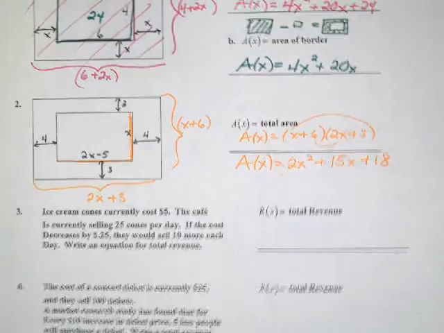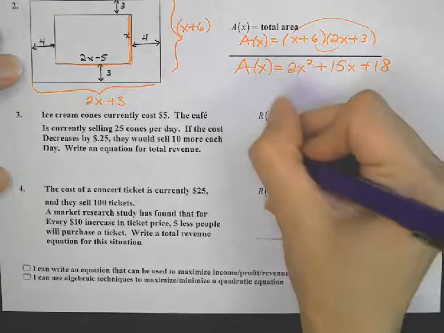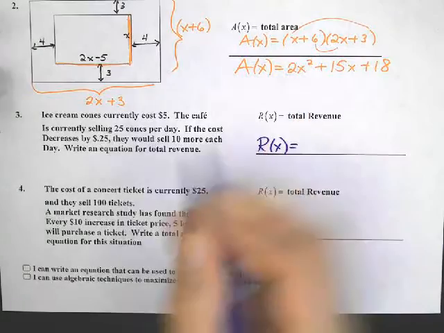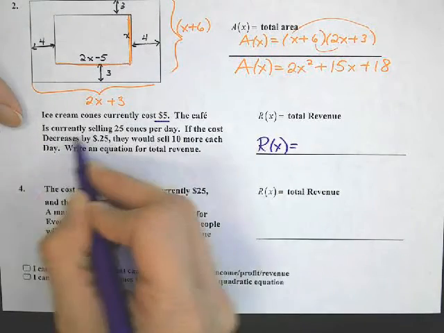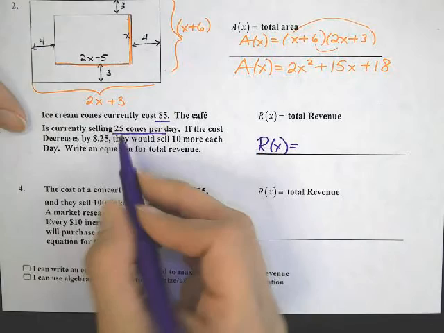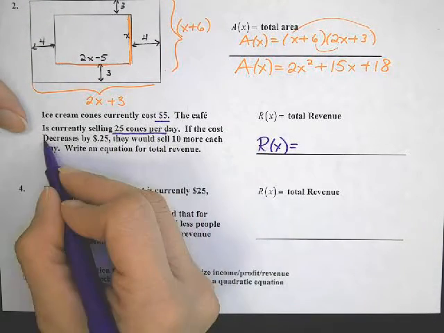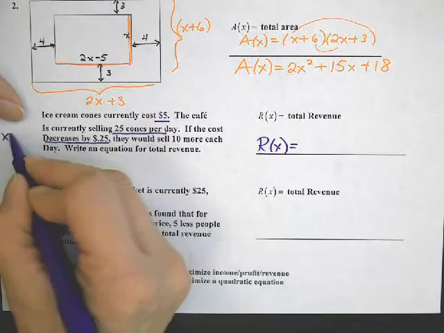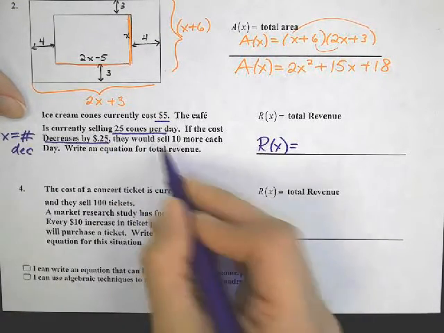Okay, number 3. We're just going to set these up. We're not going to do any calculations. Let's just practice reading a problem and making an equation for total revenue. Total revenue equation. The ice cream cones cost $5, and the cafe is selling them at 25 cents per day. They're selling 25 cones per day. The cost is going to decrease by 25 cents. So x is number of decreases. They would sell 10 more.